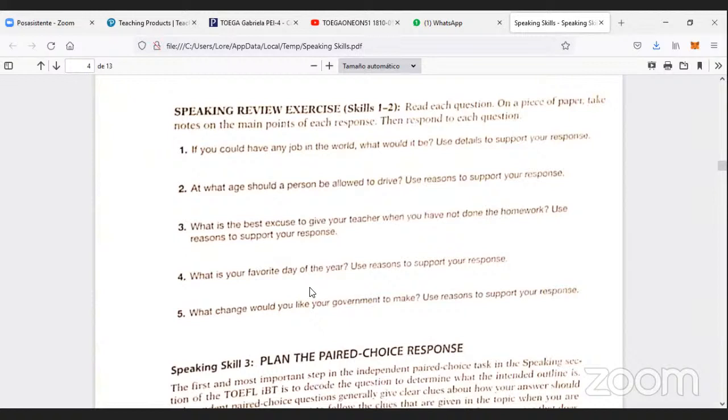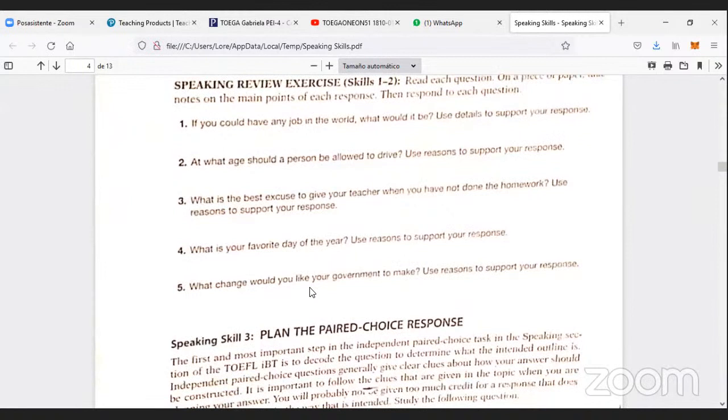Okay. Perfect. Very good. So, yes, that's the way. If you give some examples in your answer, your response is more credible. So it's better. Okay. Perfect. So, number two, at what age should a person be allowed to drive?